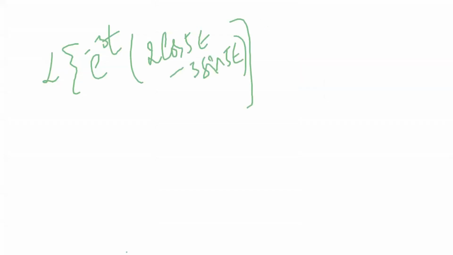L of e power minus 3t into 2 cos 5t minus 3 sin 5t. This is the question.